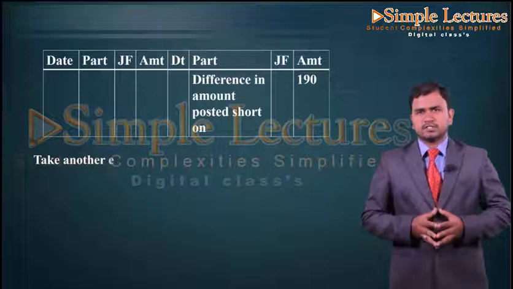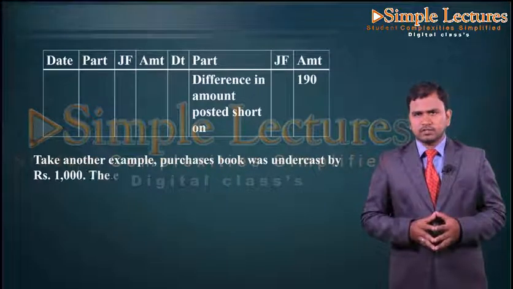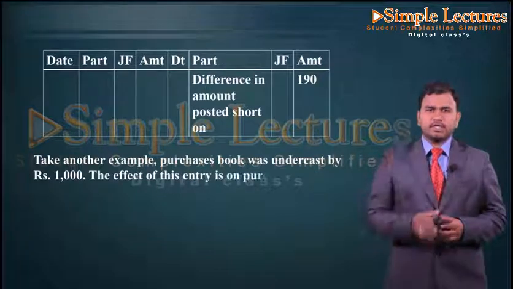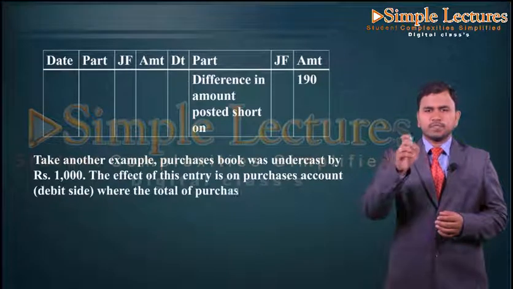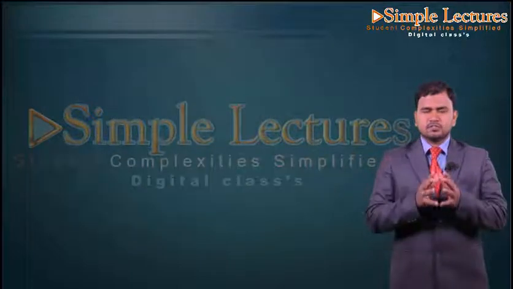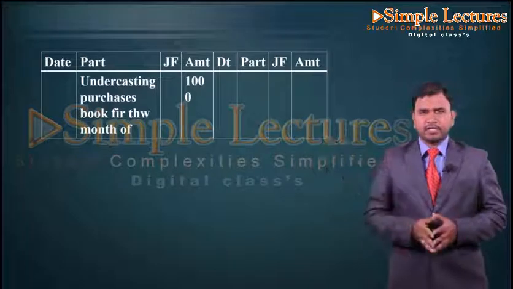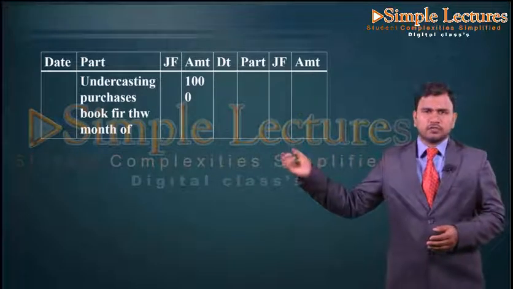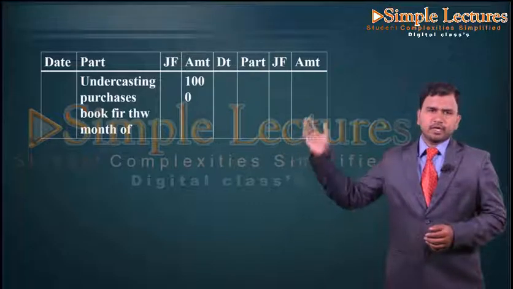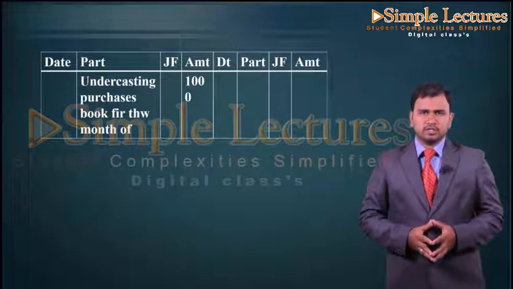Take another example. Purchase book was undercast by rupees 1000. The effect of this entry is on purchase account, which is on the debit side, where the total of the purchase book is posted. The format remains the same again, we will have date, particulars, amount, and again date, particulars, amount. We can even show the journal folio column in this. So the entry will be undercasting of purchases book and the amount will be 1000.